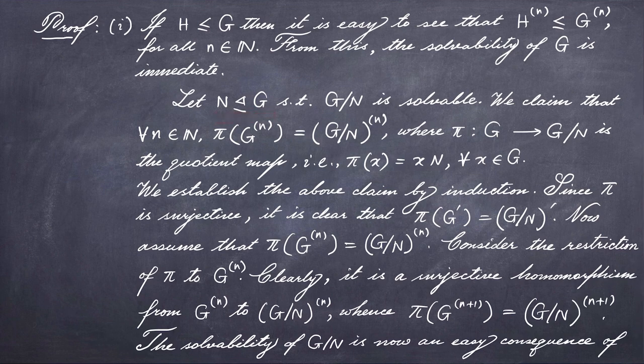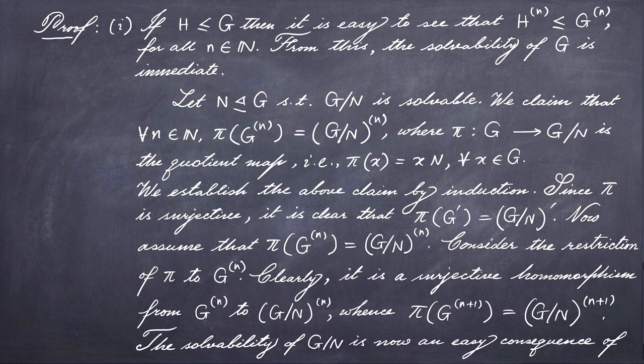And to show the solvability of G modulo N, our first observation is that under the quotient map, for any n, the nth derived subgroup of G maps to the nth derived subgroup of the quotient group. That is quite obvious if we go by induction. Since the map pi from G to G modulo N is surjective, the image of G prime will be the derived subgroup of G modulo N. Now we restrict pi to G prime. So the restriction of pi to G prime will again be onto. Then we iterate the same process: the derived subgroup of G prime will map to the derived subgroup of G modulo N, that is, G modulo N prime.